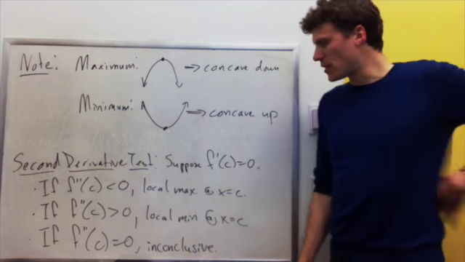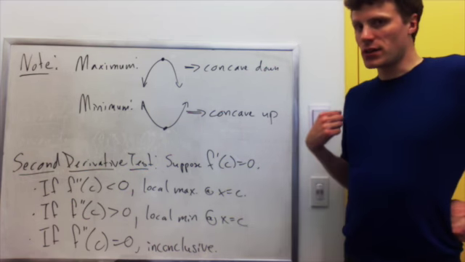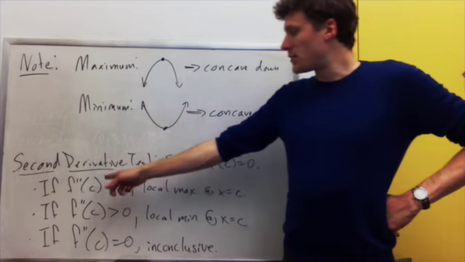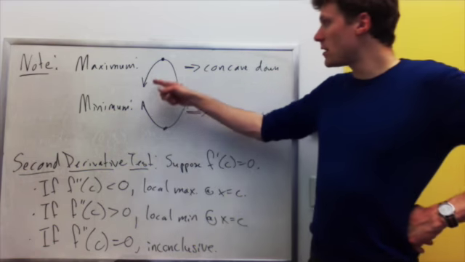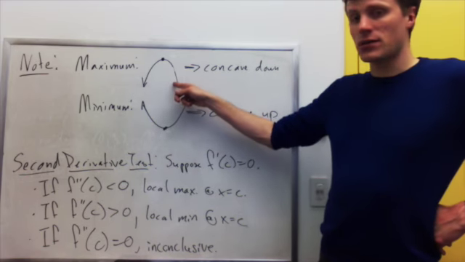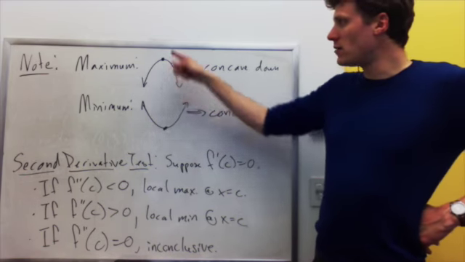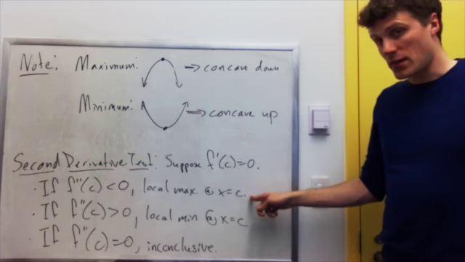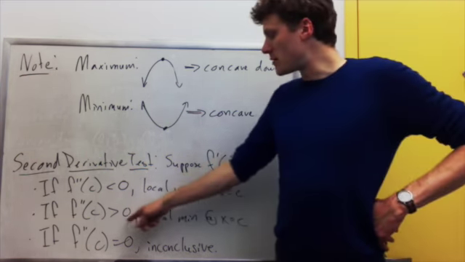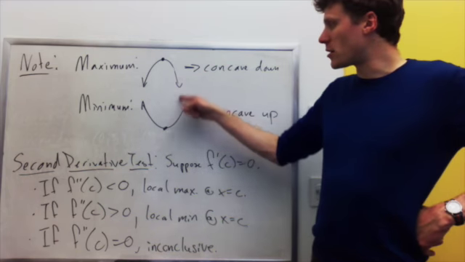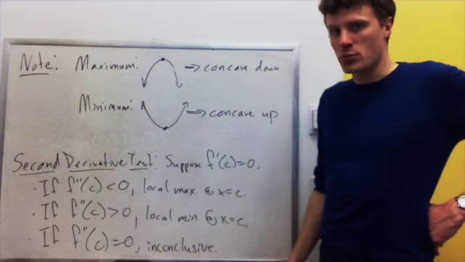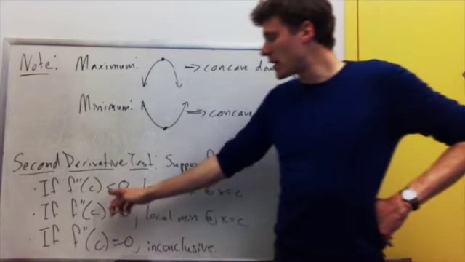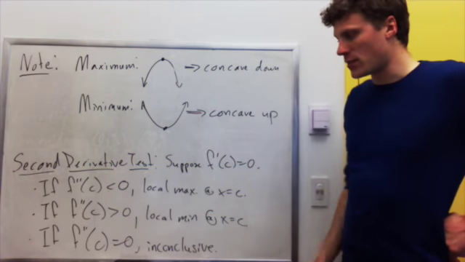Suppose that f prime of c is equal to 0. Then we plug c into the second derivative. If the second derivative is negative, then the curve is concave down. Since it's concave down, we hit a maximum. So if the second derivative is negative, we hit a maximum. If the second derivative is positive, then the curve has to be curving up, it has to be concave up. We end up with a minimum. So if the second derivative is positive, we have a local minimum at c.